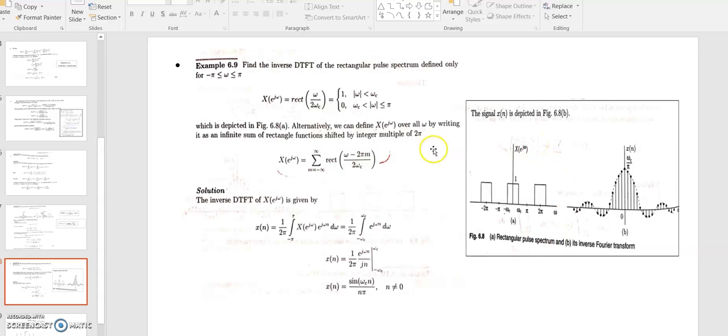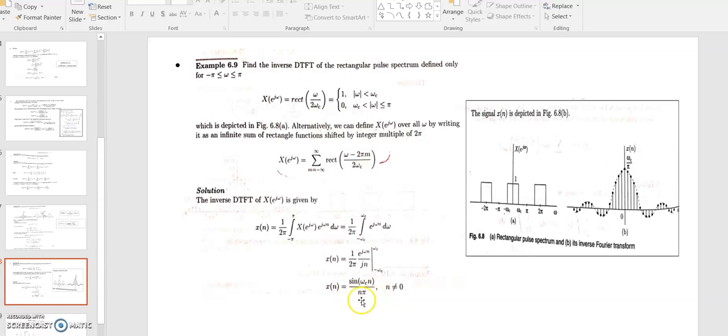Take the IDTFT formula from the first or second slide, where we have written it. Now write the value of X of e^{j omega} in the interval minus pi to plus pi. In the formula the integration is defined over an interval of 2 pi, so the limit extends from minus omega c to plus omega c. By putting this limit from minus omega c to plus omega c and solving this integration, we have sine omega c n upon n pi.